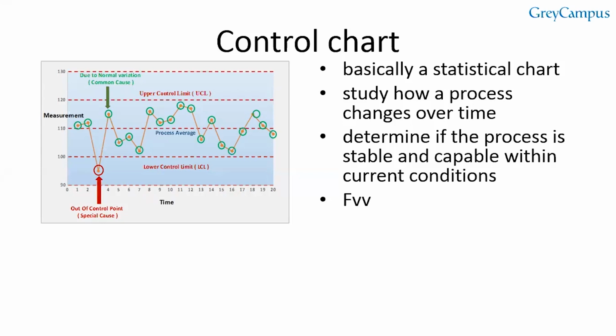It's also used for detecting special cause variation. We'll talk about that a lot more as we move on to some of our other tools, because you do have common cause variation, and then you'll have special cause variation. Special cause variation is like one-offs or outliers.